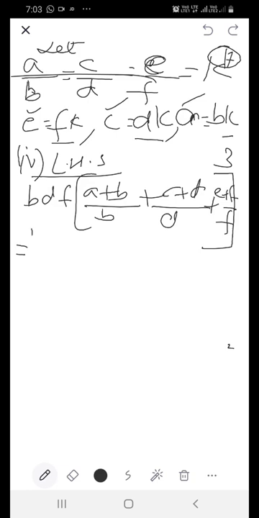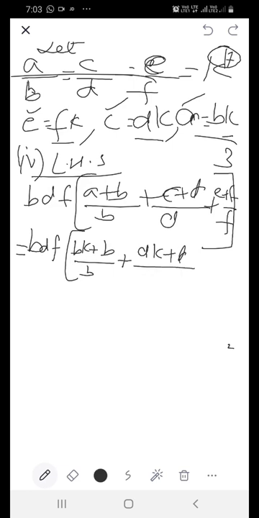So you are not going to do anything with BDF. In place of A, write BK. It will become BK plus B upon B, plus, in place of C, I will write DK, DK plus D upon D. Then in place of E, I will write FK plus F upon F, and cube is given to you.